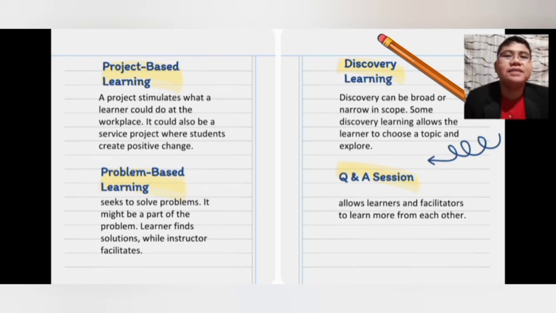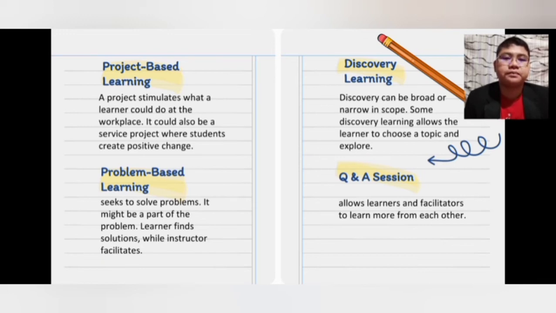A project simulates what a learner could do at the workplace. It could also be a service project where students create positive change. So in project-based learning, the students are expected to have a project or output at the end of the course or lesson.